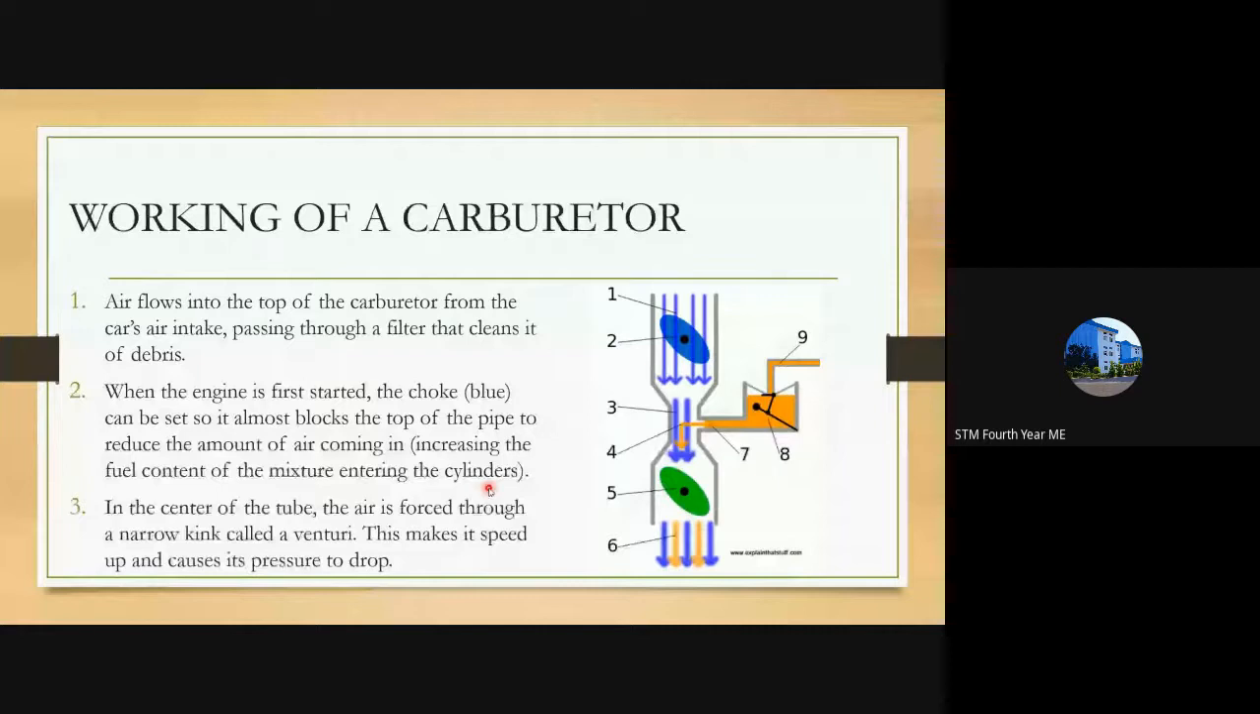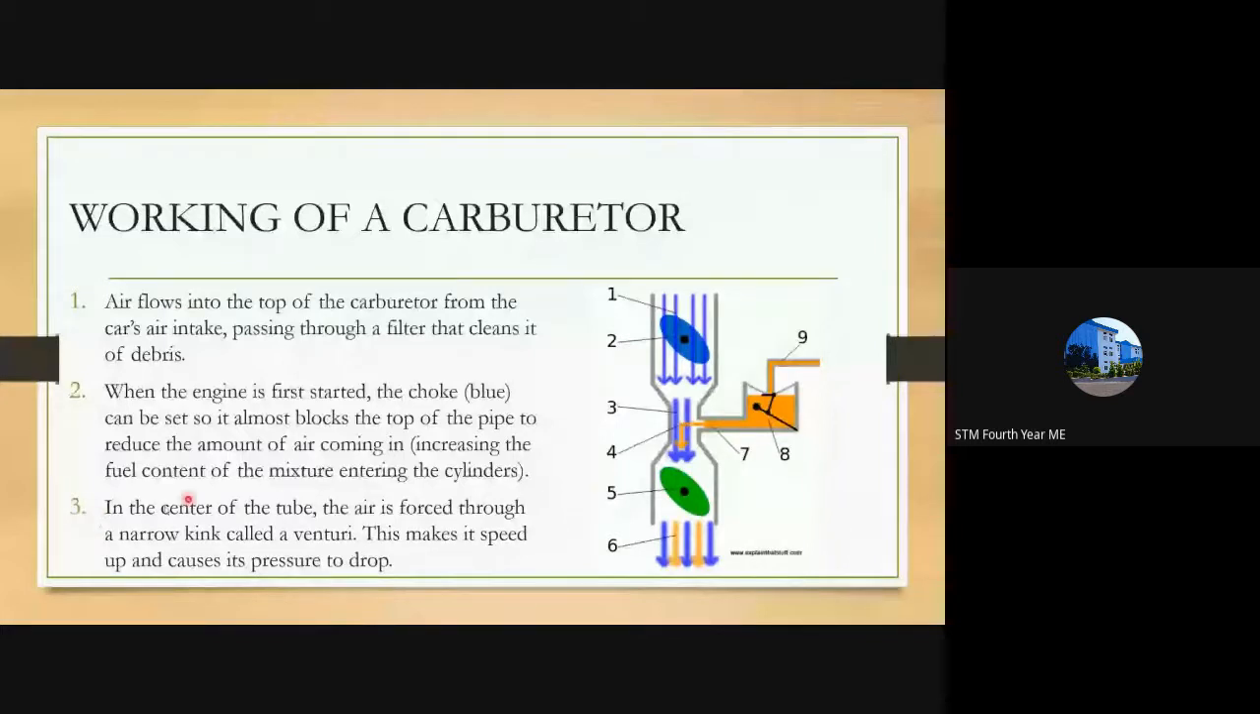To attain that, first we have to provide a rich air-fuel mixture. For that purpose, the choke valve is partially closed, so it almost blocks the top of the pipe. After that, the rich air-fuel mixture enters into the cylinder. Okay, so let's look at the third portion.